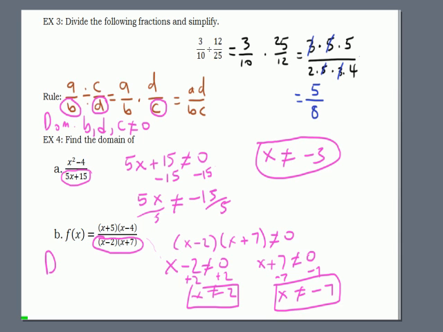Let's write it all together over here. Domain should be x is not equal to negative 2 or negative 7. And by negative 2, I of course mean positive 2. Sorry. We'll just erase that negative there. So x should not equal 2 or negative 7 is my domain for b. We'll go on to the next one.